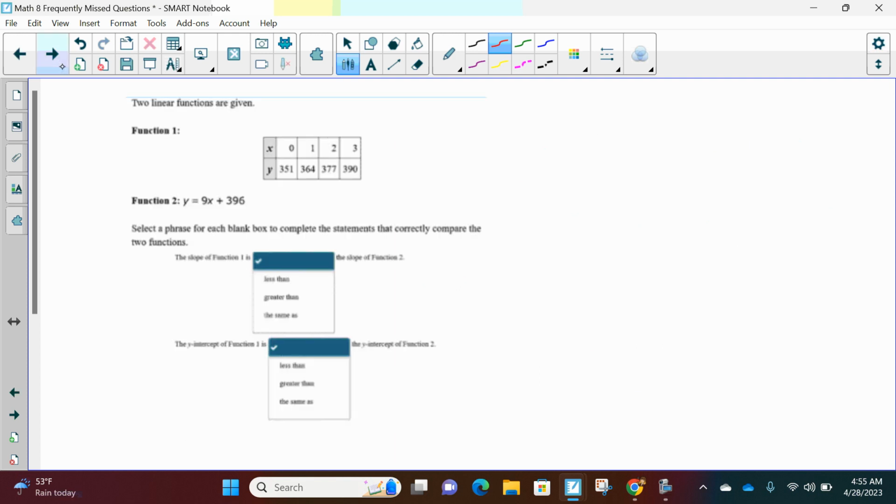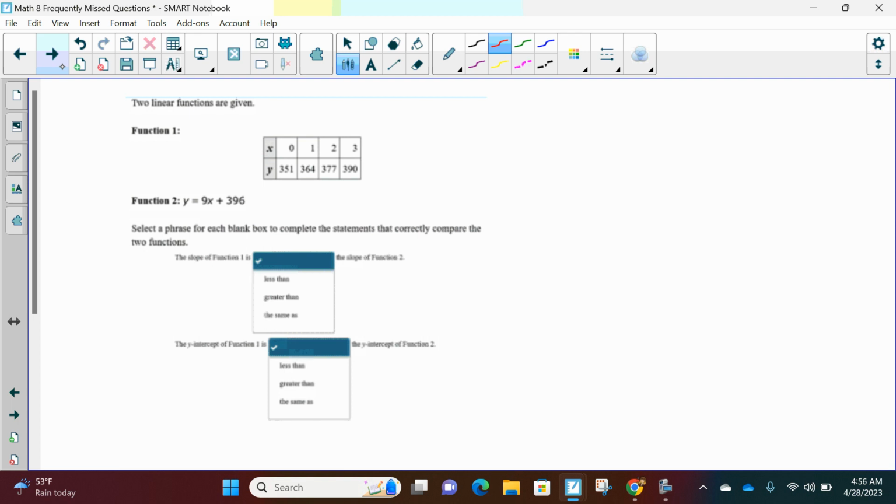This next problem says two linear functions are given. Function number 1 is a table. Function number 2 is y equals 9x plus 396. Select a phrase for each blank box to complete the statements. Statements are about their slope and the y-intercept. So I know the slope and y-intercept of function 2. Function 1, I have to find.